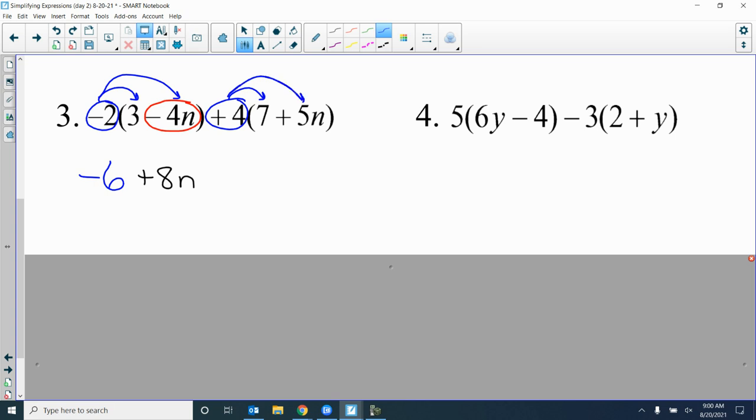So +4 times +7 is +28. +4 times 5 is +20n. Sorry, 5n. So make sure you got that. And when you distribute, that's where the parentheses go away. We don't need those parentheses anymore.